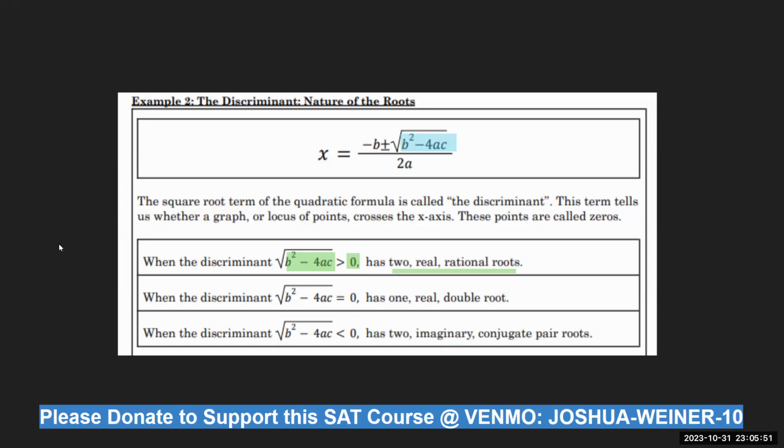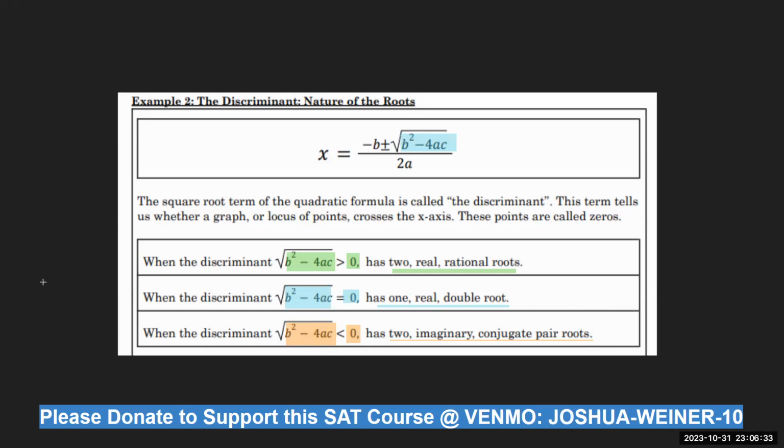Be careful, because if the discriminant is exactly equal to 0, if this expression underneath exactly equals 0, then it's a doubled root. It has one real double root, negative b over 2a. And lastly, if the discriminant is negative, be extremely careful, because that means they'll have an imaginary square root, right? Because the square root of a negative number is imaginary. So it will have 2 imaginary conjugate pair roots.